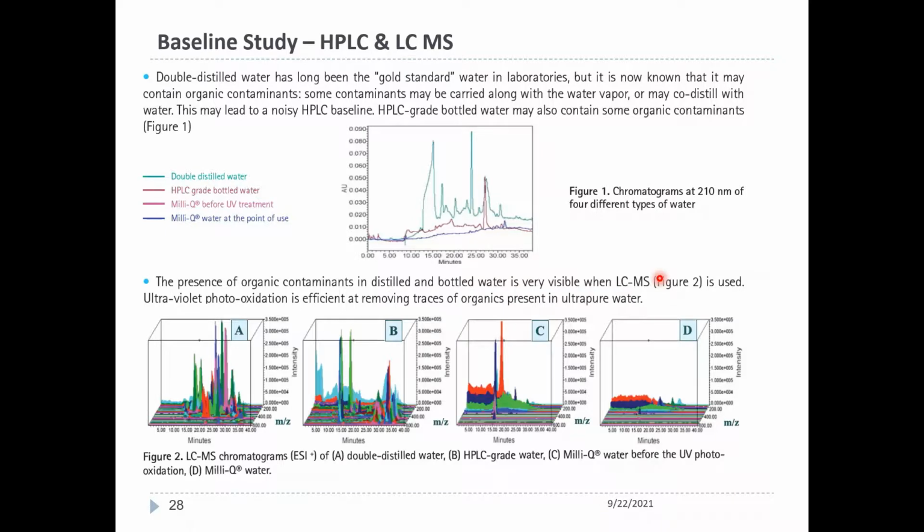Here, we'll have a look at an analysis that was carried out with double distilled water being the green line, HPLC bottled water, then molecule water before UV treatment, and then molecule water at the point of use. You realize that this is just water that was injected, and you have a chromatogram at 230 nanometers for the 4 different types of water. You realize that for the double distilled water, you have a very high baseline.